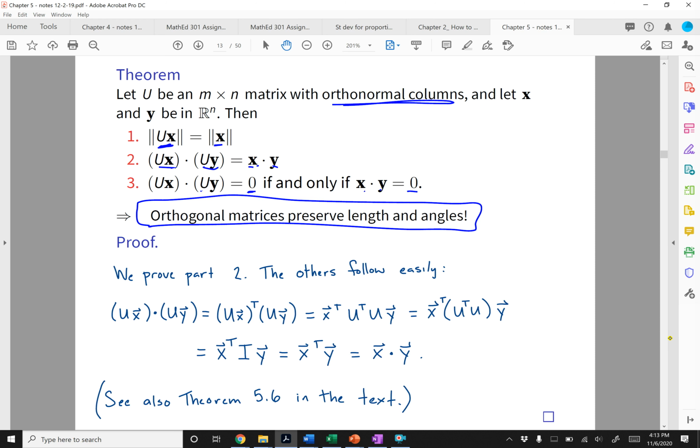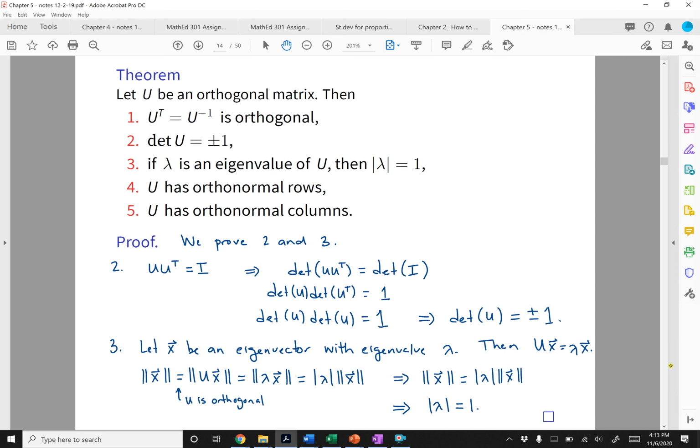Really, really nice. Here's a nice algebraic proof. You just rewrite the dot product as a transpose, apply your transpose property. Notice they reverse the order. And then you know that U transpose U is the identity matrix because U transpose is the same as U inverse. And you rewrite this as a dot product. So, okay, and I think this is the last slide.